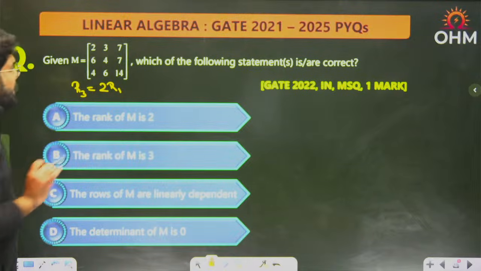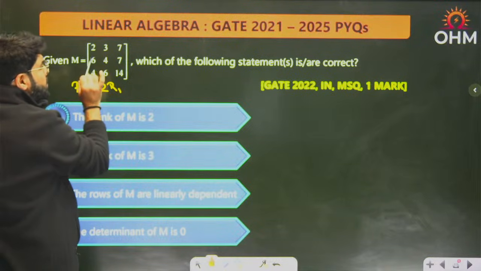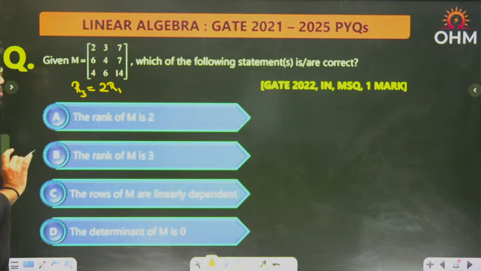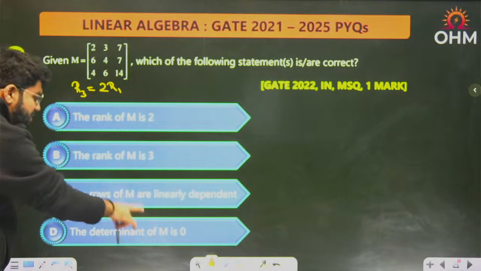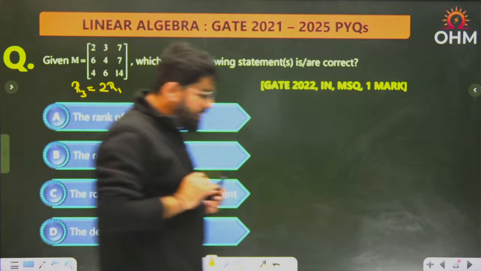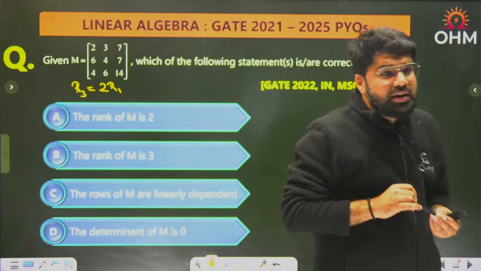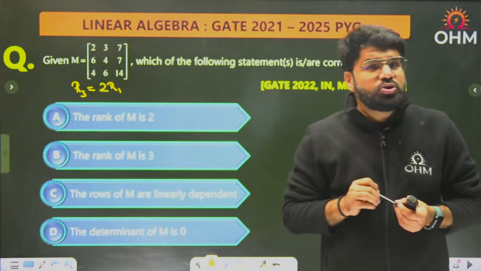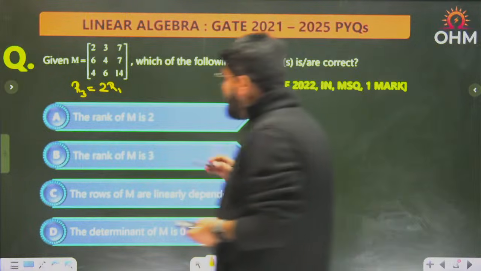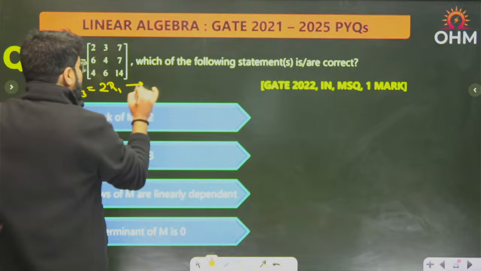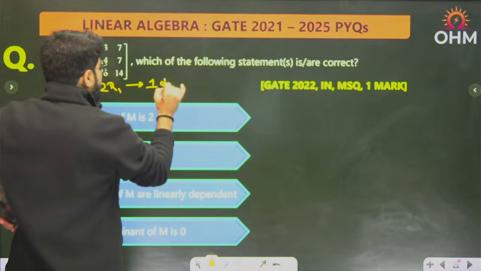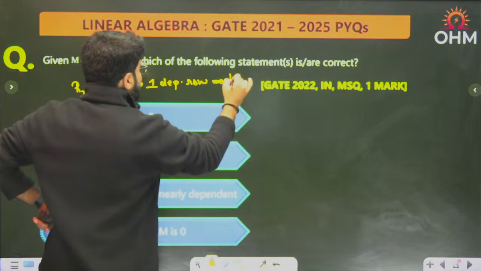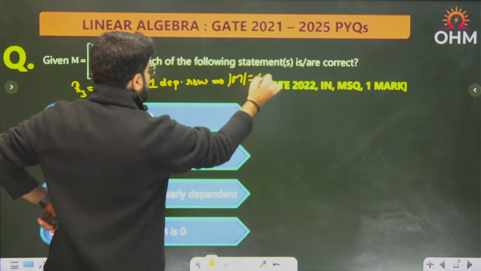But the second row would not be dependent. 2 into 3 is 6, but 3 into 3 is not 9. So the rows are not all independent. One more point: whenever the rows are dependent, the determinant of the matrix is also 0. This is also a determinant property you should know. So that means the determinant is definitely 0 because there are dependent rows. How many dependent rows? One dependent row. Dependent row means the determinant of the matrix is 0.